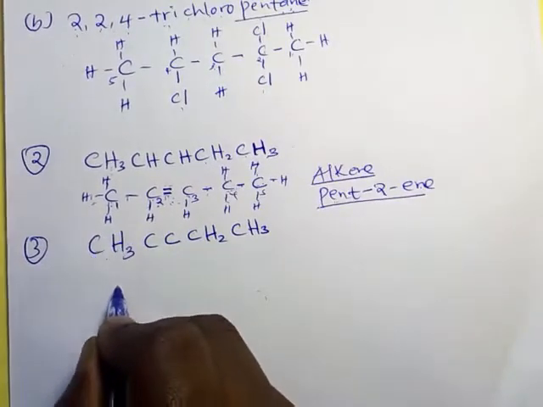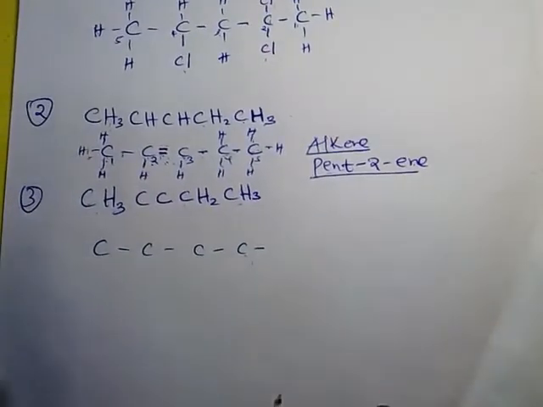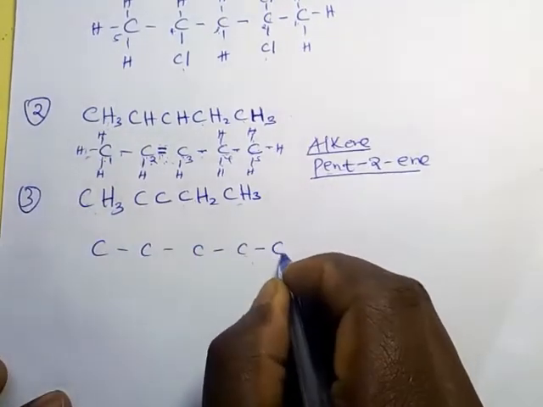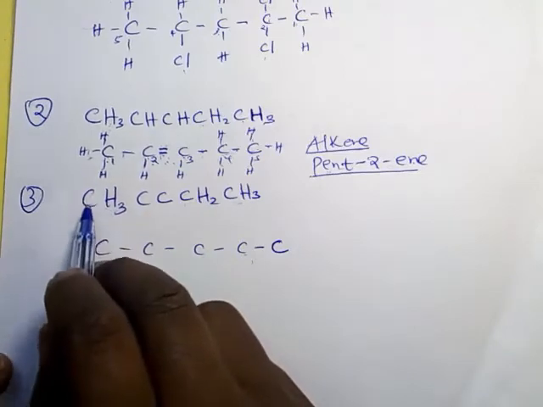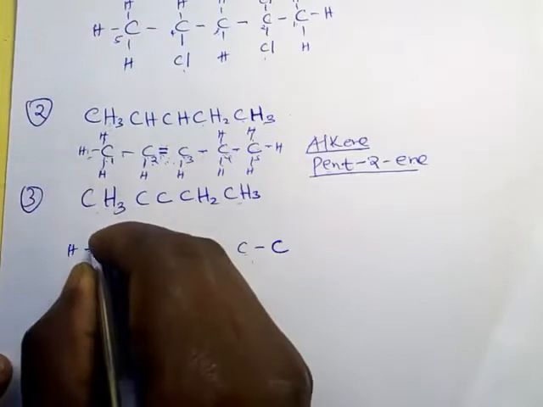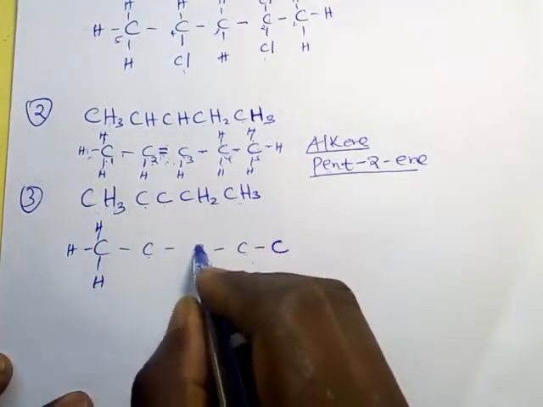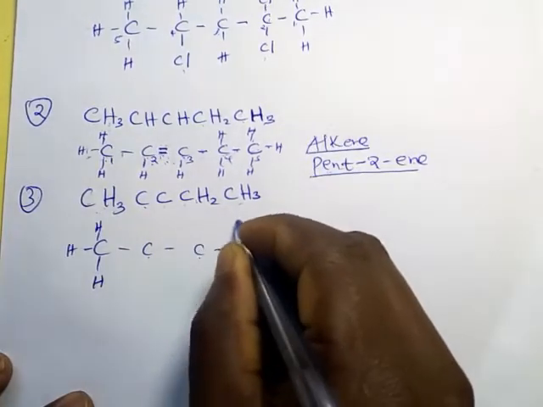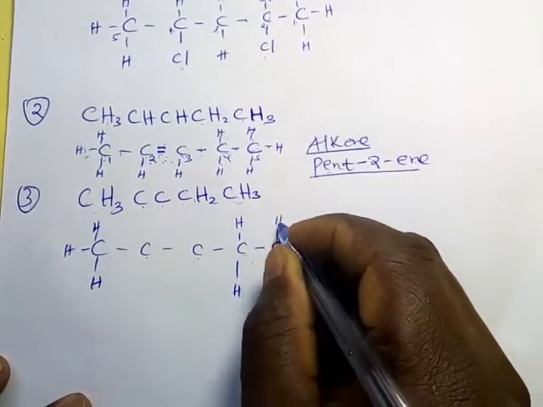So this one, 1, 2, 3. So 1, 2, 3, 4, 1, 2, 3, 4, 5. So 5. And then let us put the hydrogens where they are supposed to be. 1. Here there is no hydrogen. There is no hydrogen. We are here. The fourth one, hydrogen. Another one and another one.